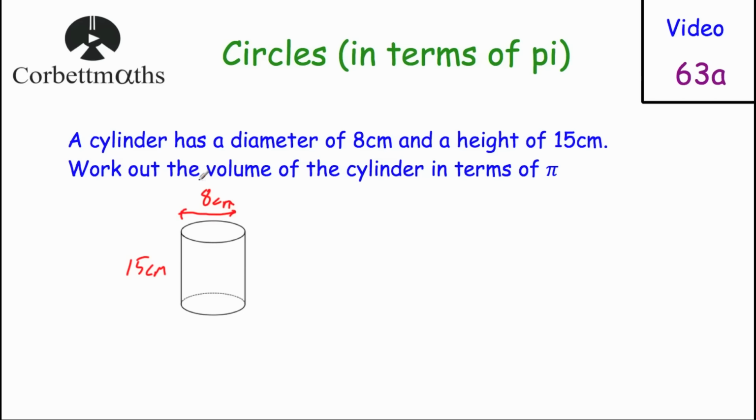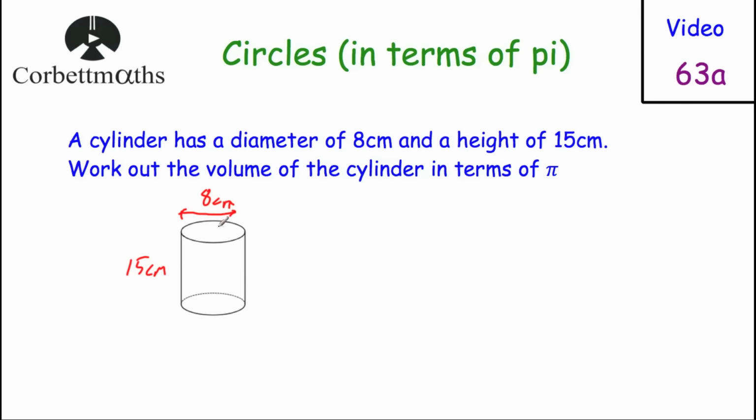Now what we need to do is work out the volume of the cylinder in terms of pi. And what that means is rather than giving our answer as a decimal number, we're going to give it as perhaps something like 100 pi or 75 pi. And that means we've got an exact answer. So rather than actually having to work it out and then rounding it, we can just give it in terms of pi.